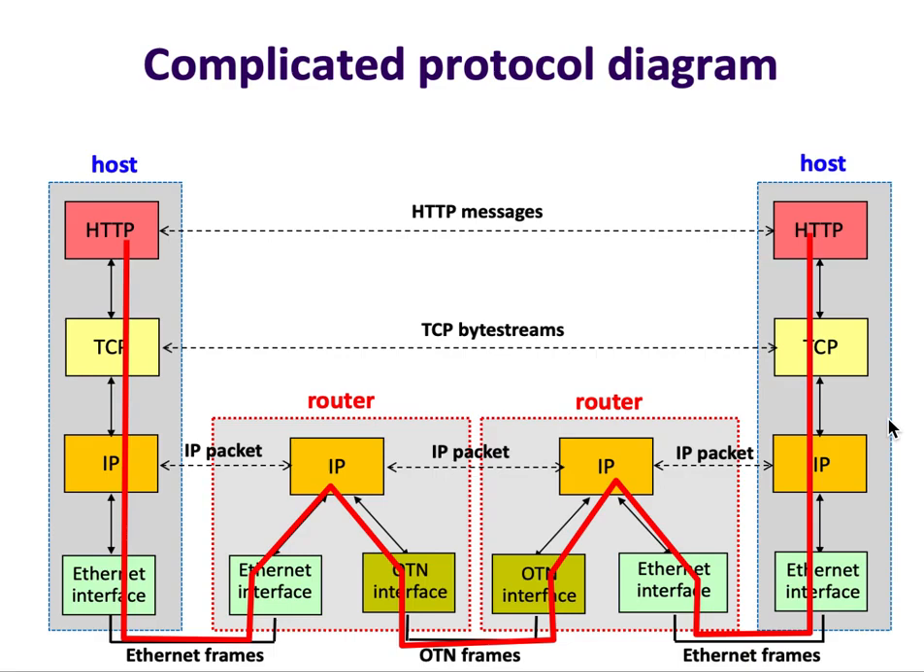Yes. So the question again is, if that middle link was not an OTN link, was an Ethernet link, would I have needed to go up to IP? The answer is no, because Ethernet would have known how to pass it between Ethernet. And I'm going to get to that explicitly in a few slides.